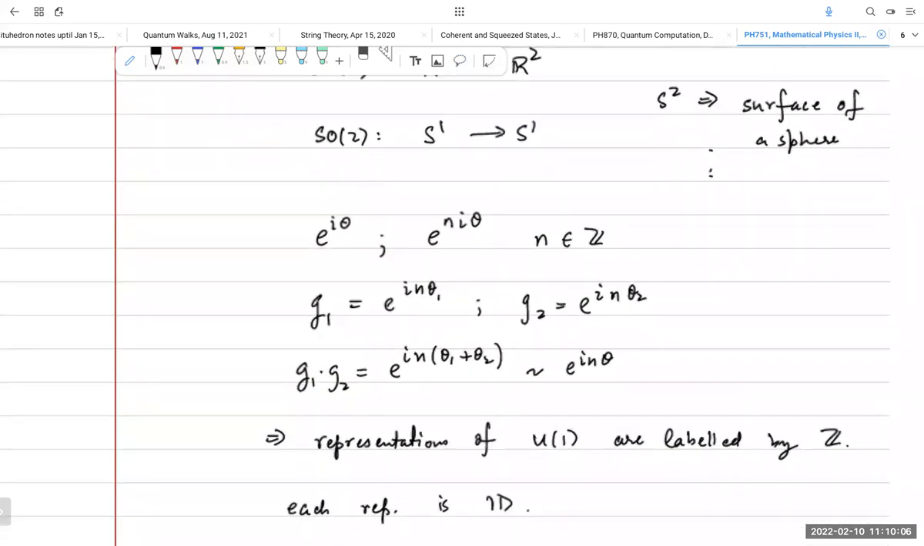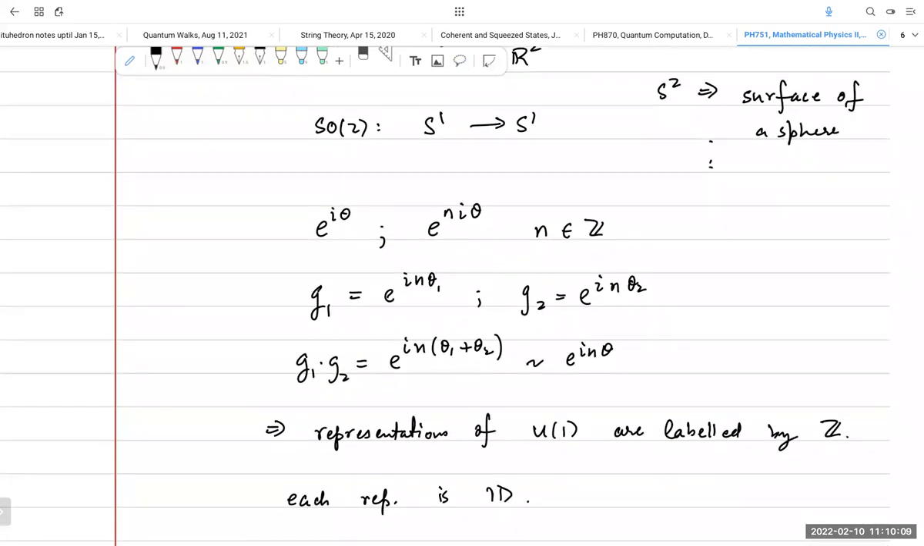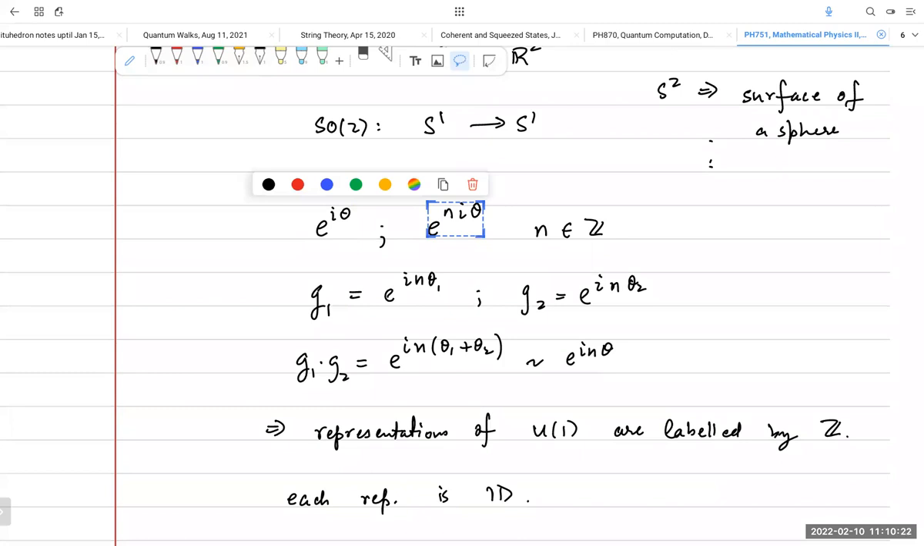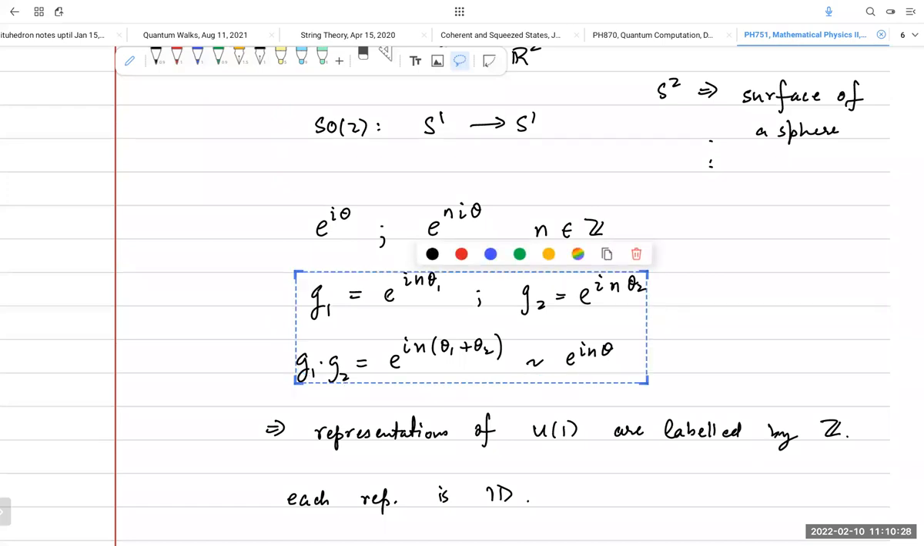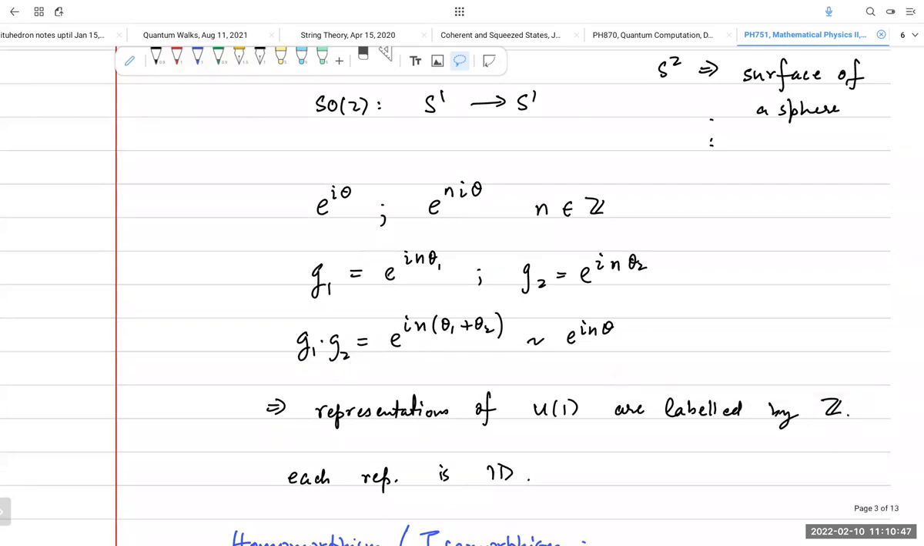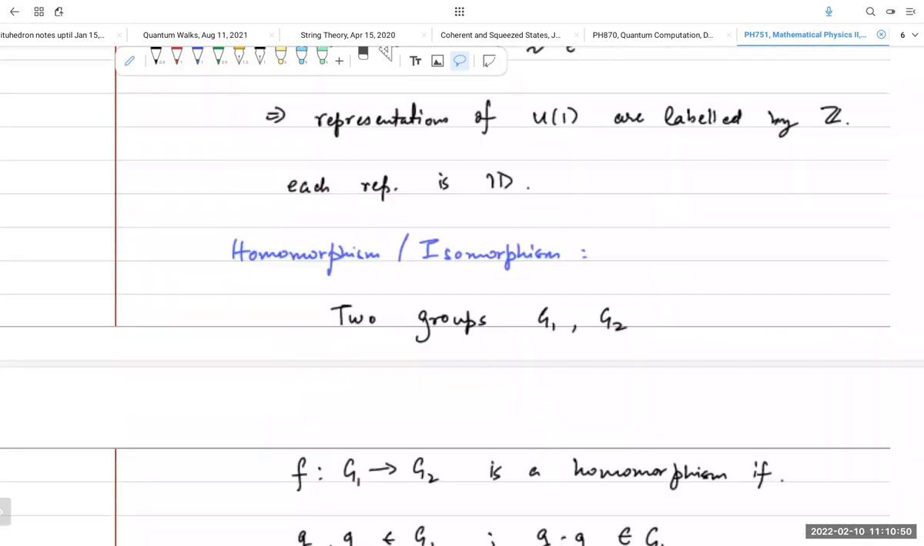Now, when we talk about U(1), you can say that the element is represented by e to the i theta, but you can also put an integer n in there. If you do that, your group multiplication is preserved, as long as you don't change the integer. So for every value of n, you have a separate representation of the group. We say that the representations of U(1) are labeled by integers, and each representation is one-dimensional, because it only has one element.